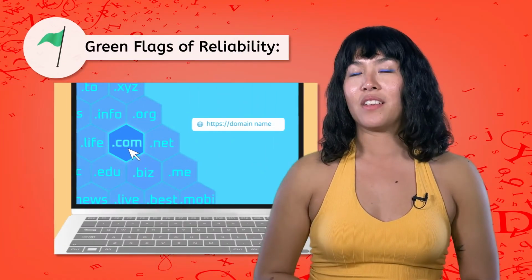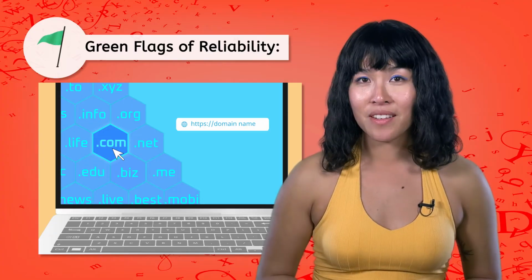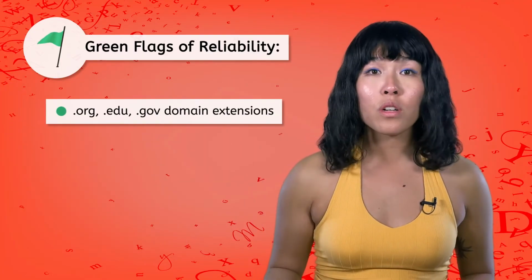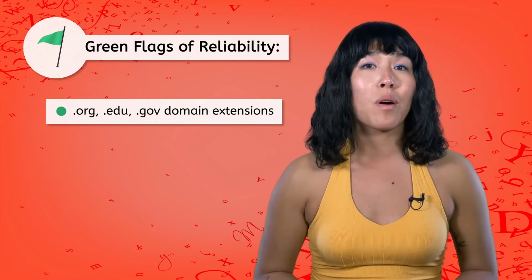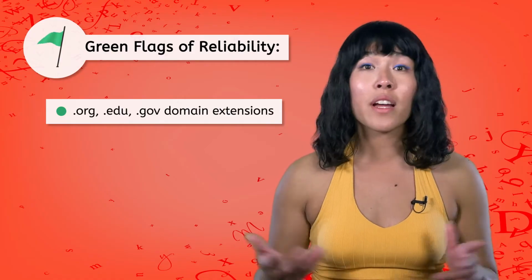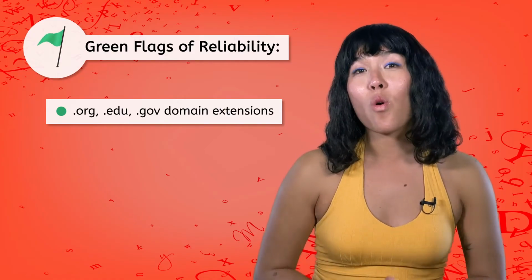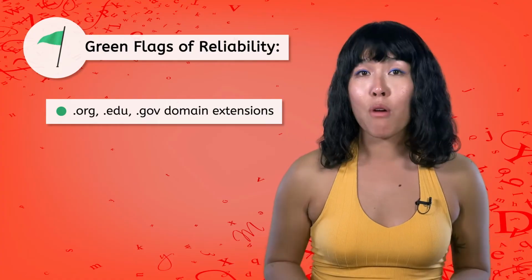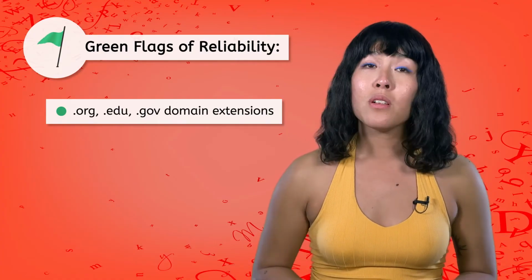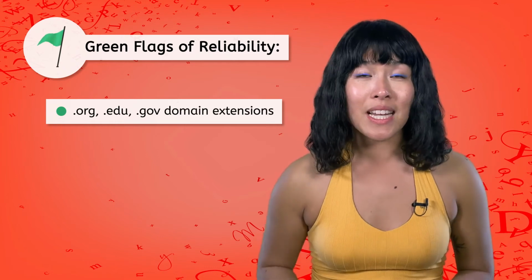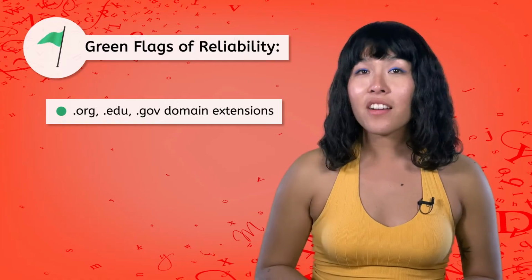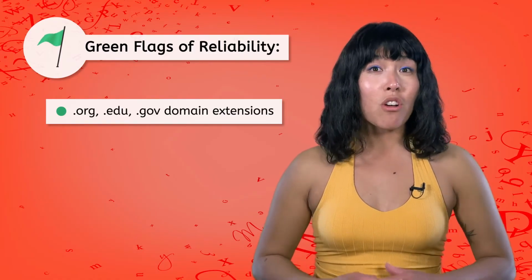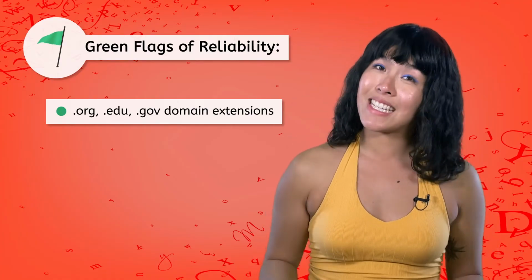The first thing I thought of is the ending of a website, also called a domain extension. If a website ends in .org, .edu, or .gov, it is often a more reliable source than a website that ends in .com, .net, or another extension. This is because .org extensions tend to belong to nonprofit organizations or other reputable organizations. .edu extensions are related to educational organizations like colleges and schools, and .gov means it's a government website, which are often a good source for facts and statistics.